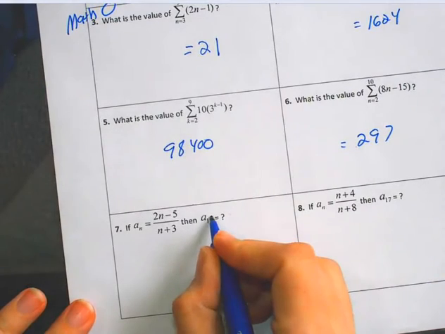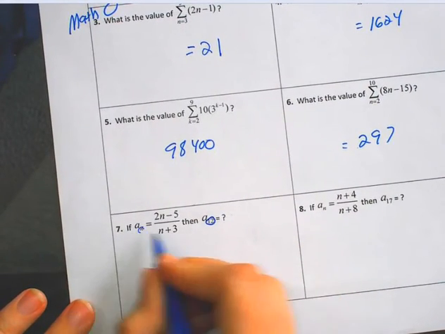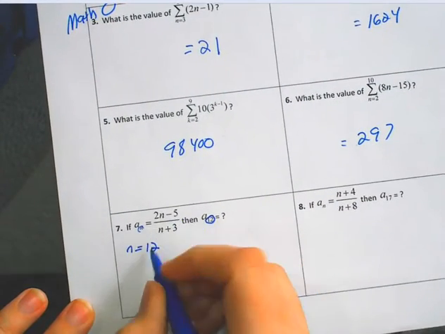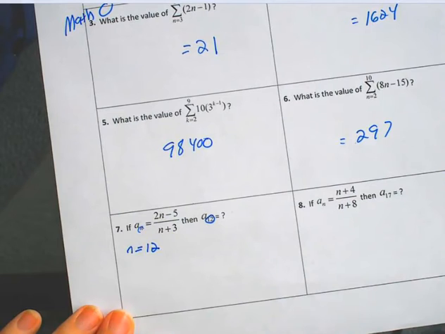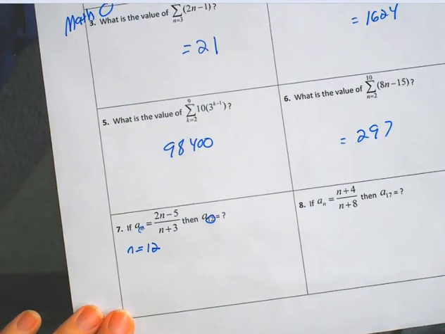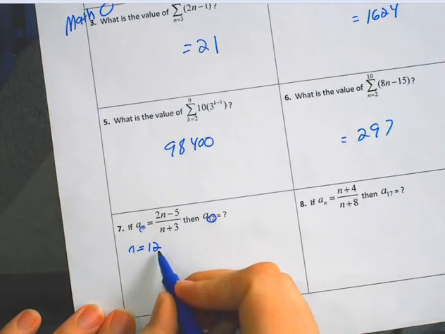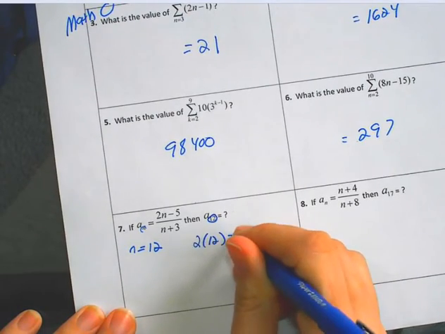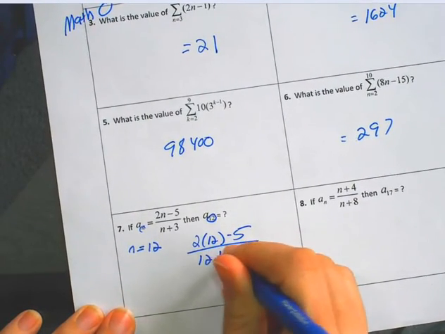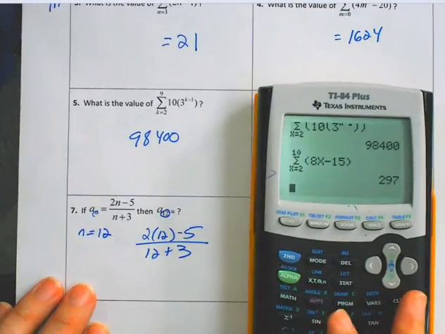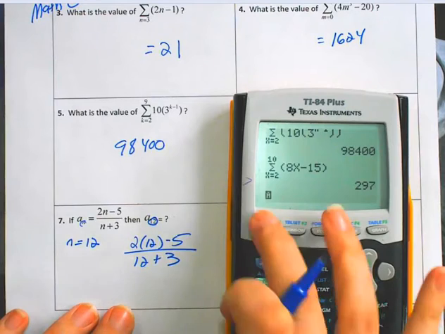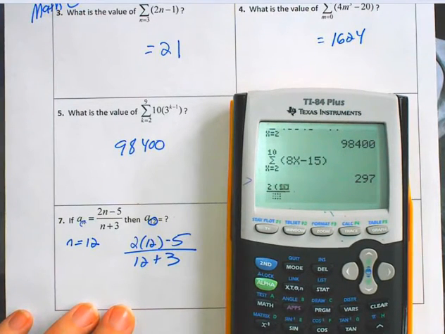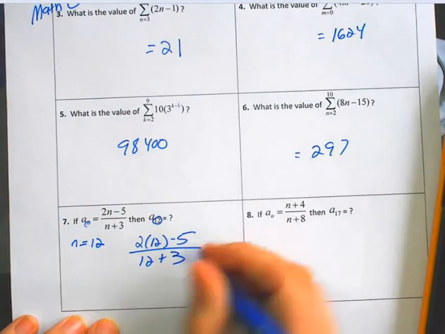okay, so the 12 is your n. Notice it says a_n, so 12, so n equals 12, and I'm just going to simply substitute this in. Notice they've already given you the formula. This is an explicit formula, so I can take whatever my value of n is and plug it in. Once you've set it up, just put the whole thing in the calculator so you don't make any mistakes. So alpha y equals, I have 2 times 12 minus 5, and on the bottom 12 plus 3. So 19 over 15. And that's all you're doing.